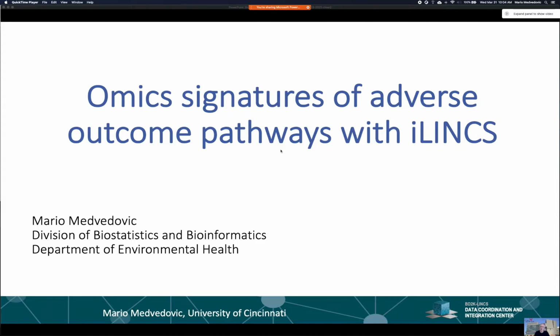I will be talking to you about omics signatures of cellular perturbations, and then how they fit in this adverse outcome pathway concept, and then how you could actually use them, using the portal that we developed named iLinks, to analyze omics data using these signatures in the context of adverse outcome pathways.